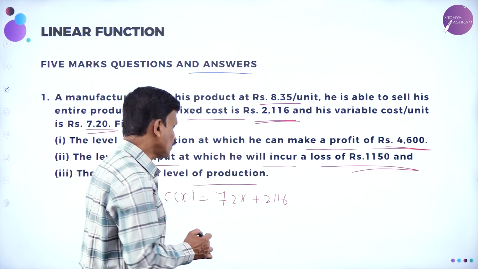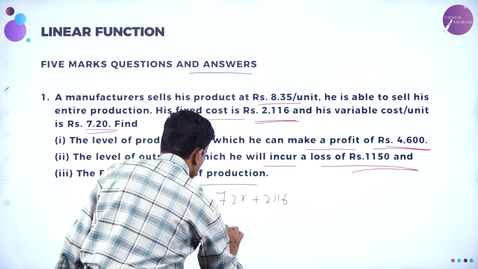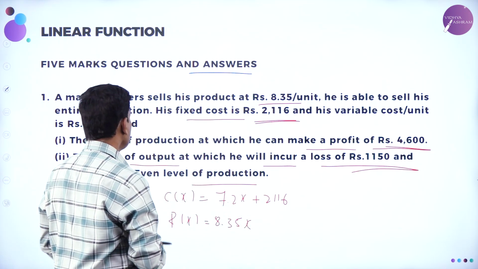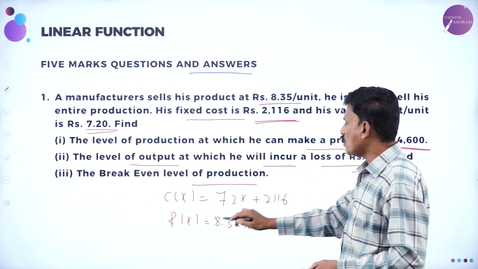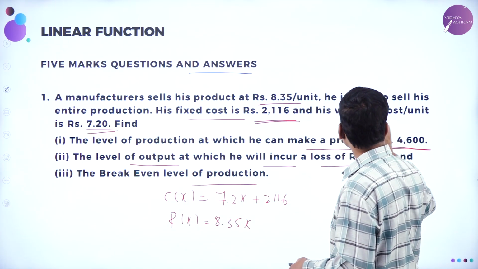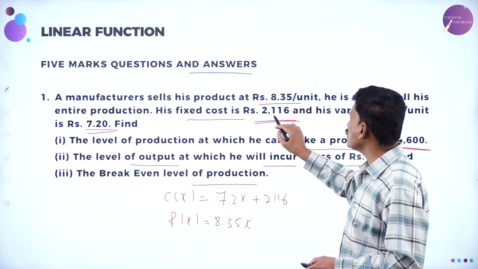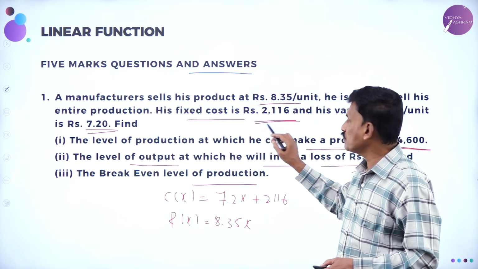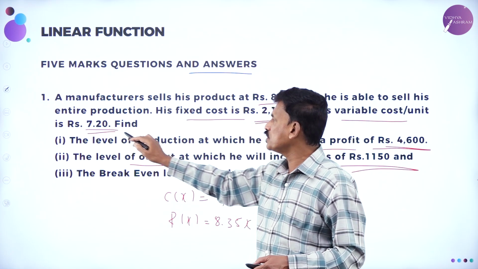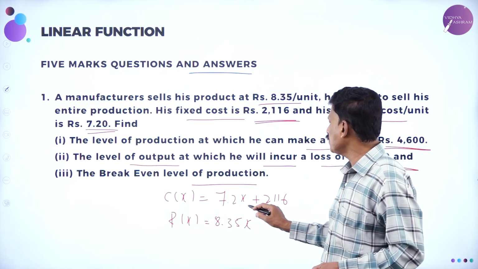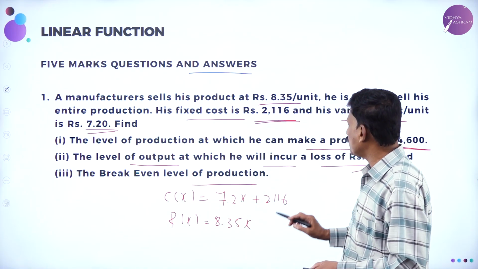Okay, and find out R of x. What is R of x? R of x is equal to 8.35x. That's it. A manufacturer sells his product at rupees 8.35 per unit, so R of x is equal to 8.35x, whereas he is able to sell his entire production. His fixed cost is rupees 2116 and his variable cost per unit is 7.20. So C of x is equal to 7.20x plus 2116 and R of x is equal to 8.35x.